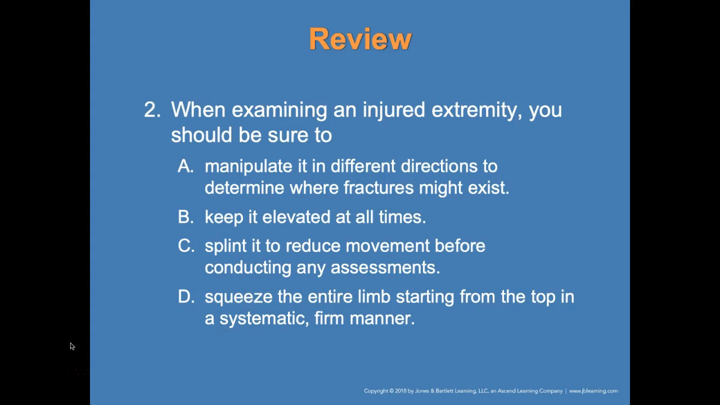So remember, it's asking about examining an injured extremity. We do not want to manipulate it in different directions. We don't need to be twisting it, moving it, cutting up internal structures, or possibly causing this closed fracture to become an open fracture when it penetrates through the skin. We don't need to keep it elevated at all times because remember, that's just moving it around some more. Splint it to reduce movement before conducting any assessments. Remember, we need to do an assessment before we splint it. We got to figure out what's wrong before we treat it. So remember that when we're examining and assessing that limb, we're going to squeeze the entire limb starting from the top in a systematic, firm manner. And then we're also going to check the other side. So the answer on this one's going to be D.